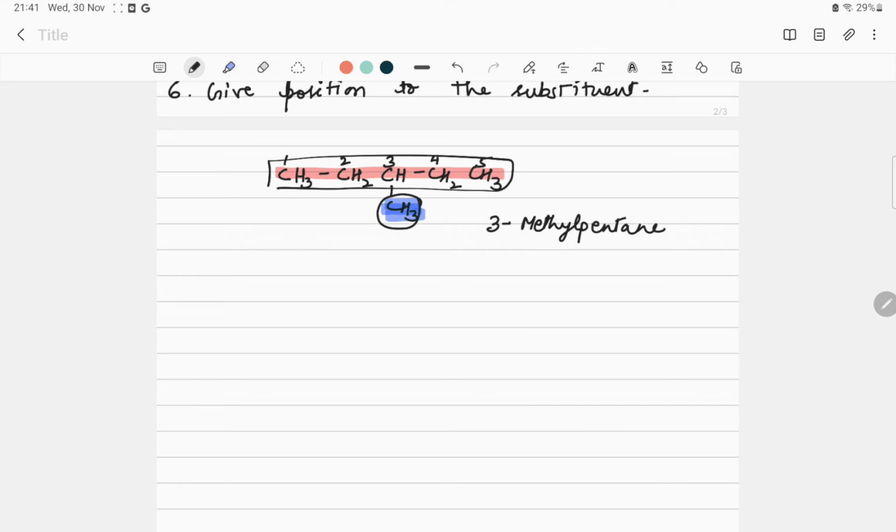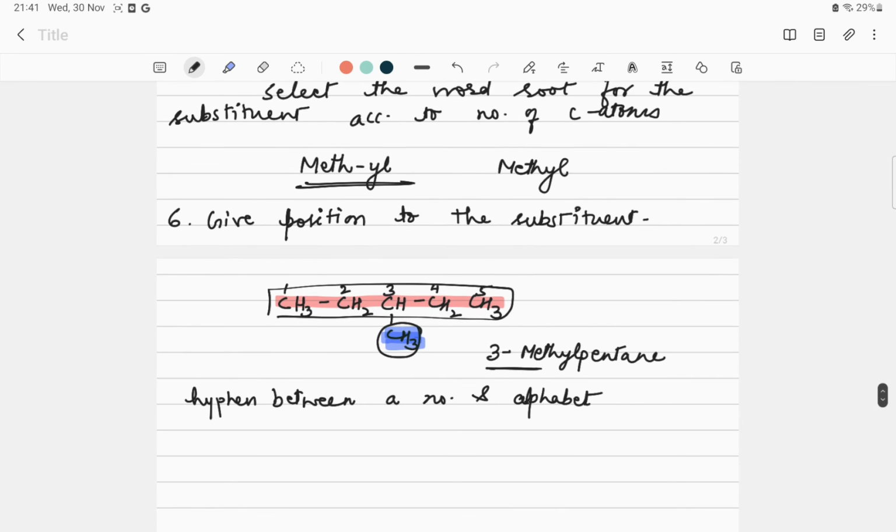3-methylpentane. Always remember, there is a hyphen between a number and an alphabet. You can see here that there is a hyphen, and there will always be a comma between two numbers. So that is how we can name a compound.